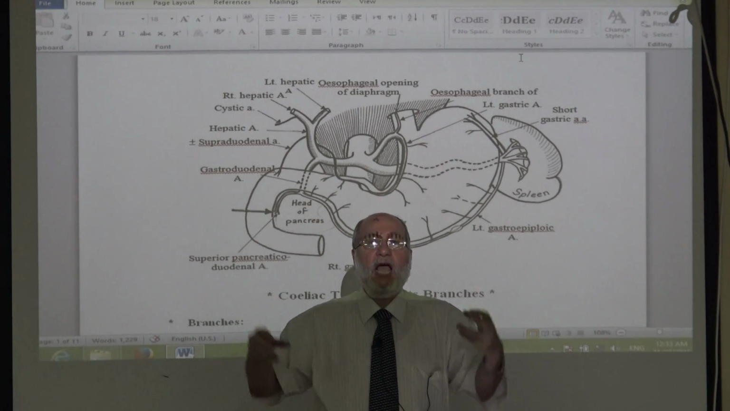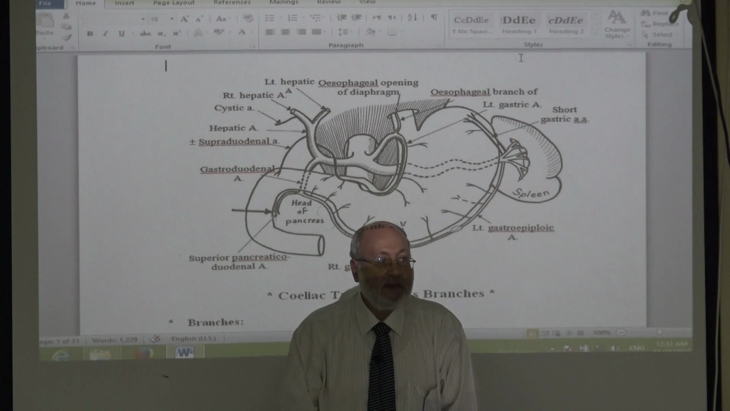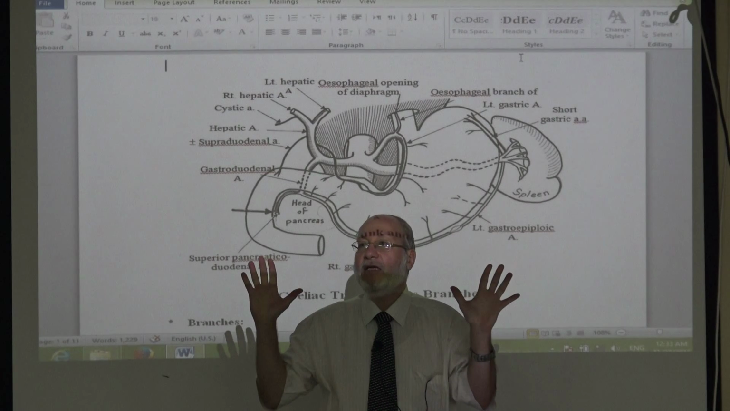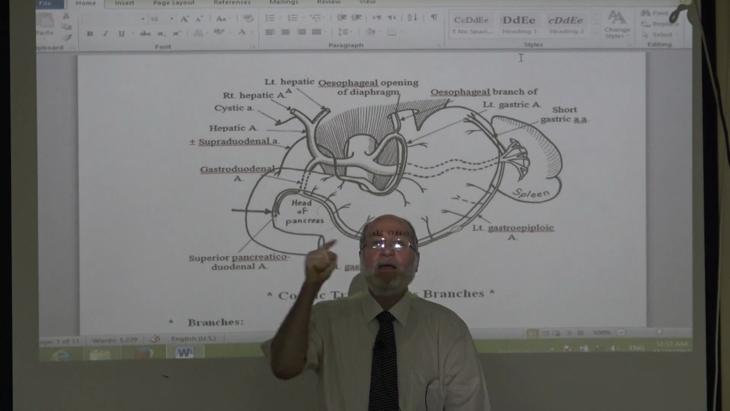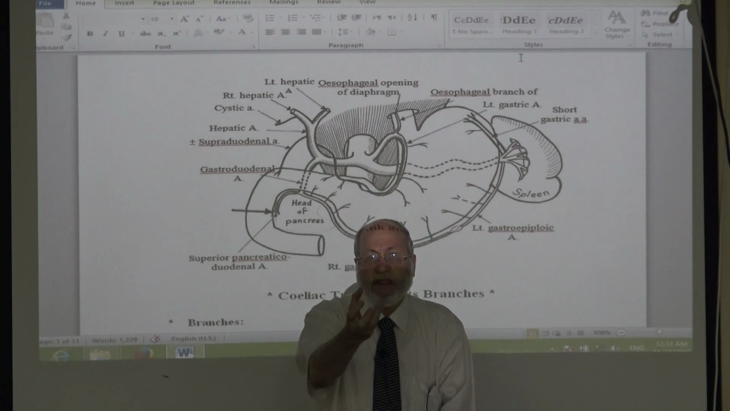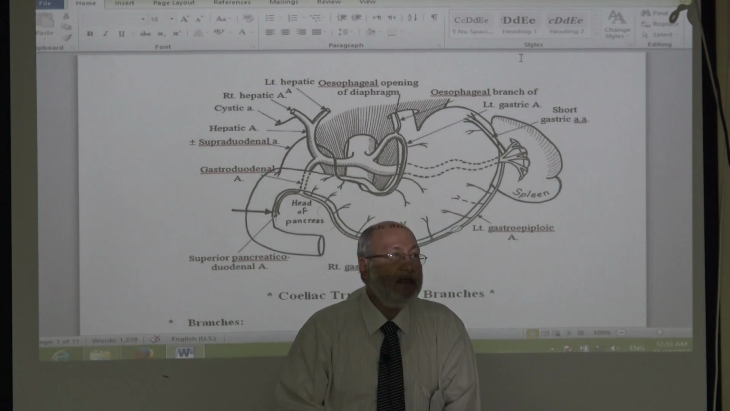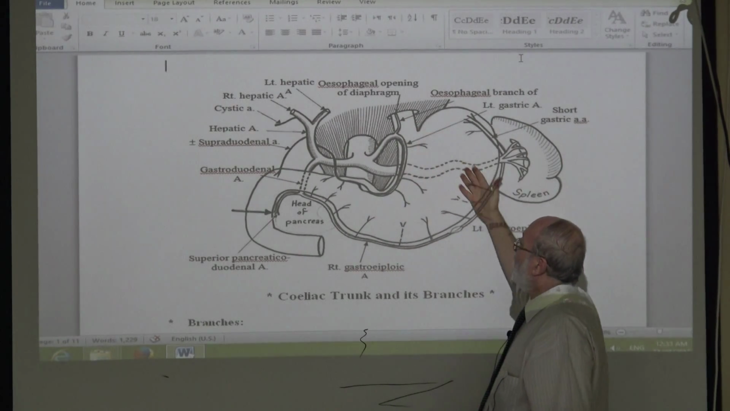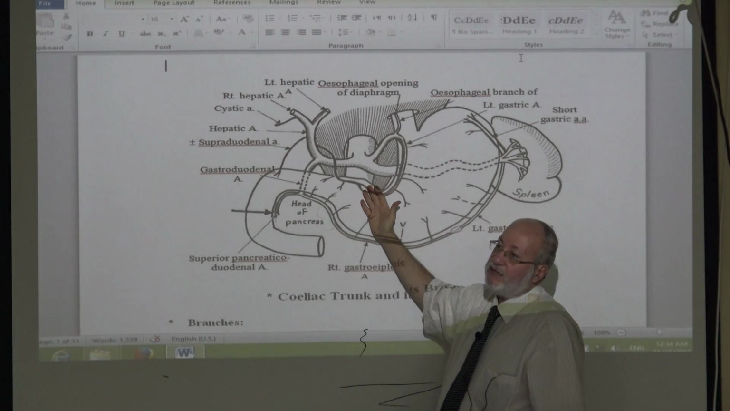After development, and when we reach full term, all the structures derived from the foregut remain supplied by the celiac trunk. All the structures derived from the midgut remain supplied by the superior mesenteric. All structures derived from the hindgut remain supplied by the inferior mesenteric. Therefore, this is the celiac trunk supplying all the structures derived from the foregut.